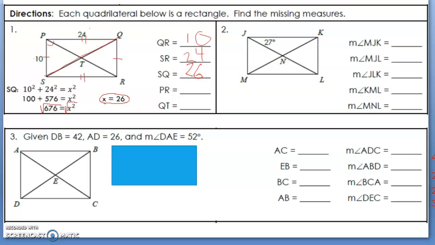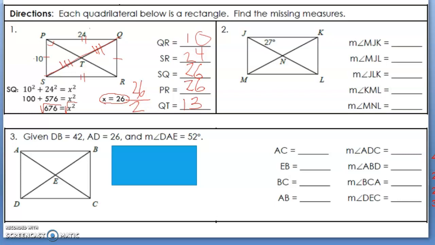Okay, we're going to finish that up. So SQ is the diagonal. It is 26. PR is the other diagonal, which our new property says that the diagonals are equal, or the same. So it is also 26. QT is only this piece of the diagonal. Well, just like parallelograms, the diagonals bisect each other, so it's the same on both sides. So we're really taking 26 divided by 2. QT is 13 units long.